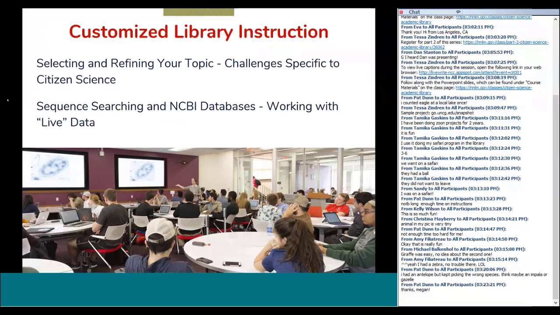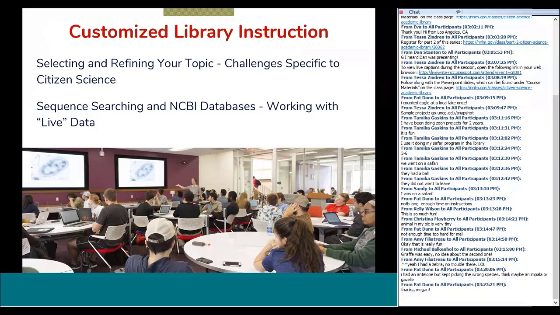So starting basically with customized library instruction, right? Everyone does library instruction, but by tailoring instruction to the projects or specific aspects of citizen science research, we're able to impart key information literacy and search skills while making instructors' lives easier when dealing with the unique challenges of a citizen science research project.